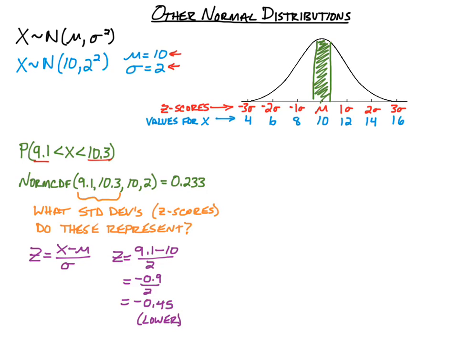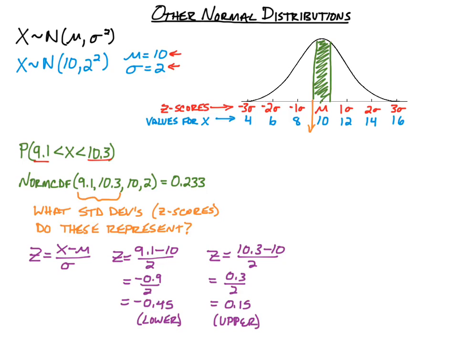And that's going to be our lower bound. Our z-score for our upper bound: 10.3 minus 10 divided by 2, so we get 0.3 divided by 2, or 0.15. That would be our upper bound if we were using a normal CDF with a standard curve. So let's see how that works here. We've got our lower bound, we've got our upper bound.